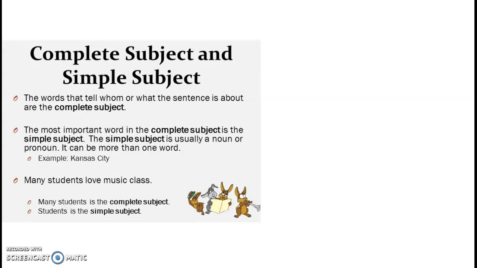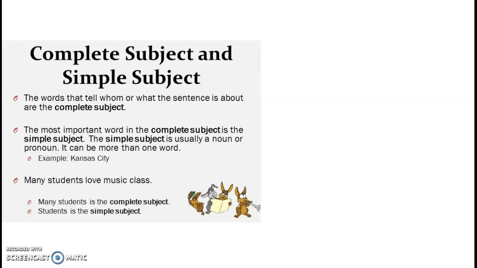So let's analyze a little bit deeper what types of subjects we have. We have complete subjects and simple subjects. The words that tell who or what the sentence is about are complete subjects, okay? Who is doing the action, or what is doing the action, what is the sentence about? It's the complete subject. The most important word in the complete subject is the simple subject. The simple subject is usually a noun or a pronoun, and it can be more than one word. For example, a simple subject could be only a noun, or only a pronoun.